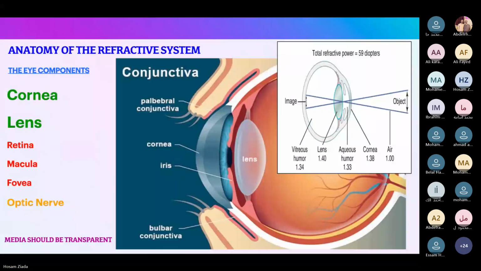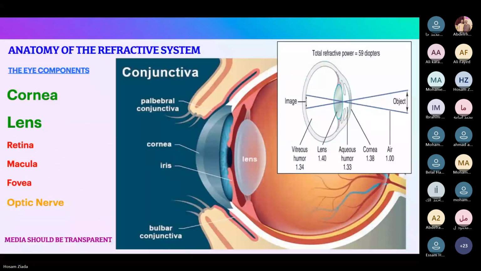1.33. And look, the cornea is 1.38. Aqueous 1.33, lens 1.4, and finally the vitreous 1.34. So the most powerful regarding the refractive index is the lens, at 1.4. So the power of the cornea is not the refractive index. The power of the cornea is the convexity of the surface and the integrity of the corneal stroma.